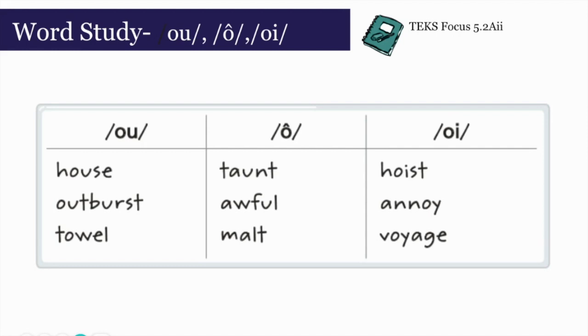Let's look at some examples. The first word is taunt. The second word is awful. And the last word is malt. What I want for you to do is write the words into your notebook, underlining the A-U, A-W, and A-L examples that make that aw sound.